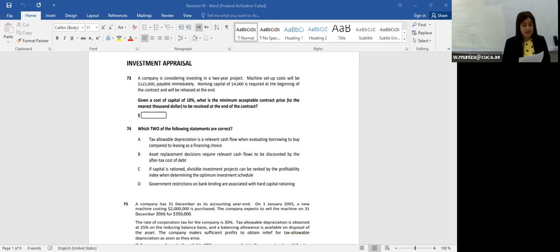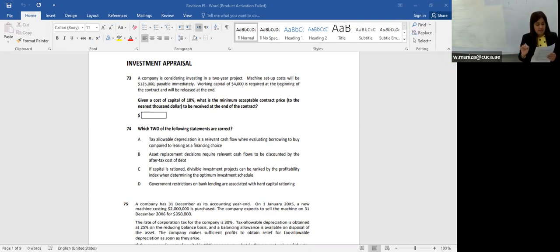A company is considering investing in a 2 year project. When you see this type of information, immediately you are going to make the table for investment appraisal. Do you remember making the table for investment appraisal? You are going to draw the years horizontally on your Excel sheet. They are telling you a company is considering investing in a 2-year project, so year 0, year 1, and year 2, you are going to write straight away on your Excel sheet.